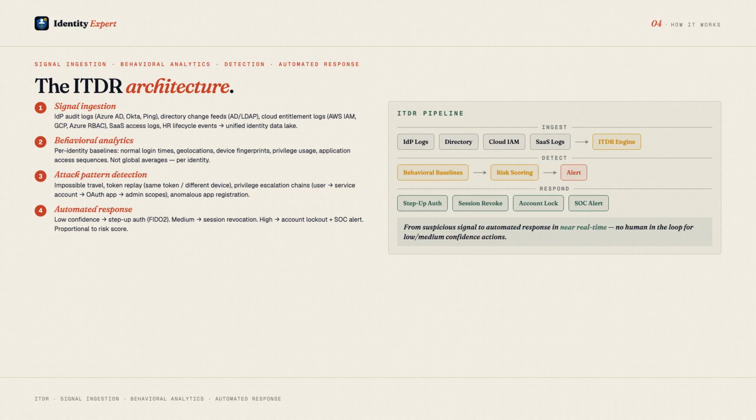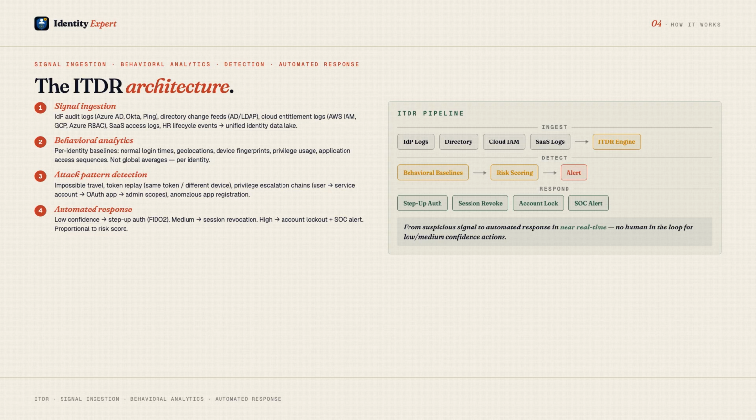The engine runs detection rules tuned for identity-specific threats. Impossible travel: the same identity authenticating from New York and Singapore within 10 minutes. Token replay: the same session token used from 2 different device fingerprints. Privilege escalation chains: a standard user account creates a service account. The service account registers an OAuth application. The application requests admin scopes, all within an hour. Anomalous OAuth application registration: a new application registered with mail.read.all and directory.read.all scopes by an identity that has never registered an application before. Layer 4, automated response.